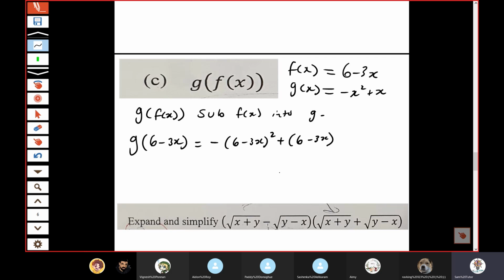Can you see that happening, Ethan? Negative x. But instead of the x, it's 6 take away 3x. Why? Because x is now f of x. And then again, plus this 6 take away 3x again, instead of the x. So wherever you see x, it gets replaced for f of x. But what does f of x equal to? 6 take away 3x.